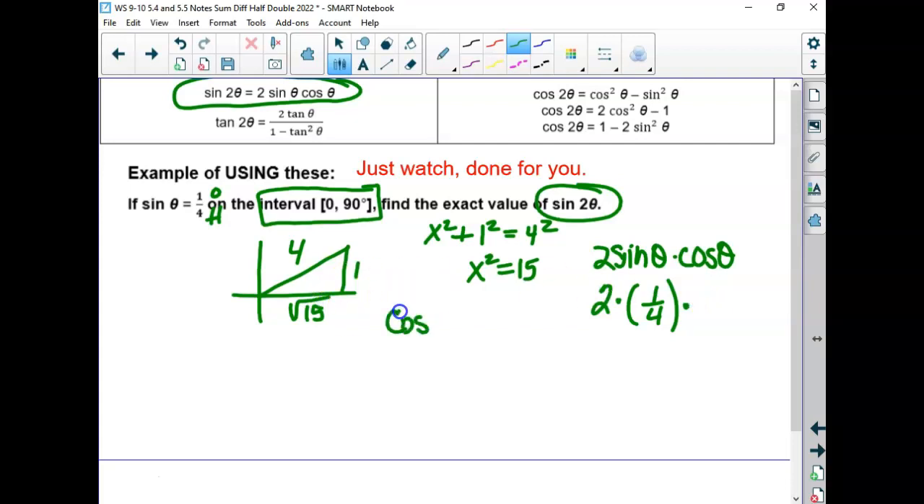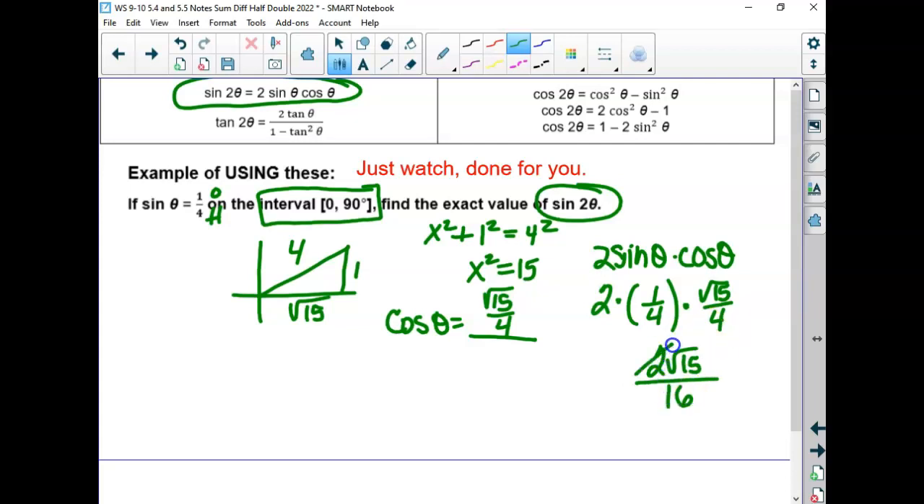I think that blank is on your sheet. Doesn't it say cosine equals, what would the cosine be right here, guys? Adjacent over hypotenuse, square root of 15 over 4. I think it asked for that on your notes. So then it's 2 times 1/4 times the square root of 15 over 4. If we multiply straight across, we get 2 square roots of 15. And on the bottom, we have a 4 times 4 is 16.